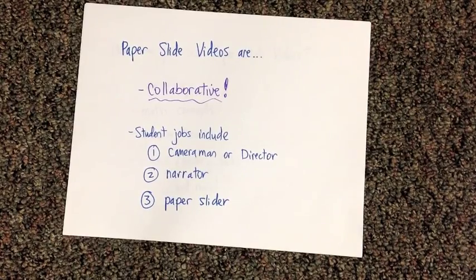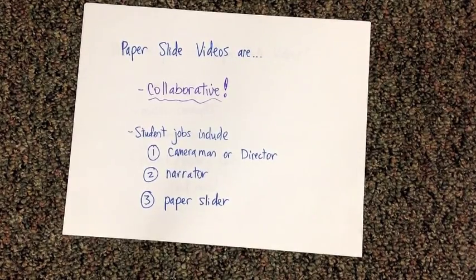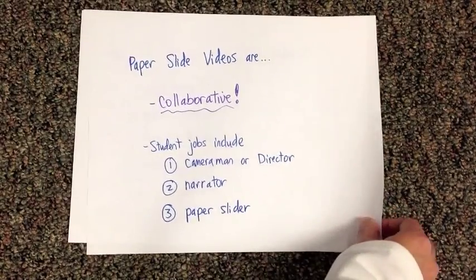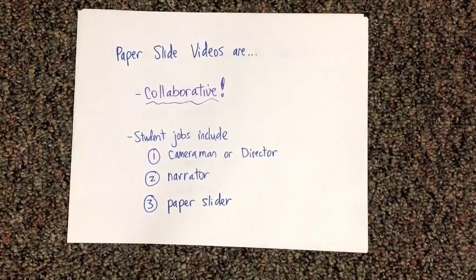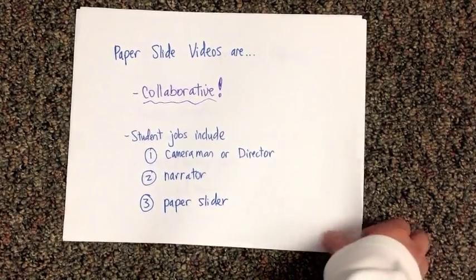Also, you can have a narrator, and the narrator is going to be speaking and reading the slides. And you can have more than one narrator, of course, as long as you assign every slide to a certain student or they figure that out themselves. And then you need a paper slider, someone to be moving these papers along. And also, I'm filming this by myself, and I'm putting my camera on a table, so you don't even need to have someone to hold the camera necessarily.